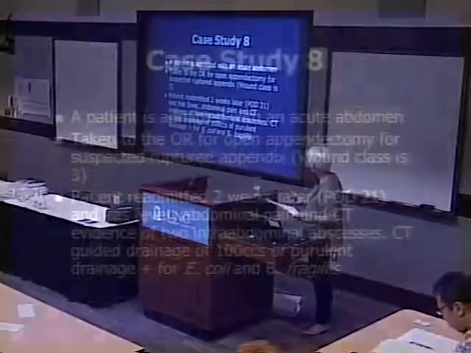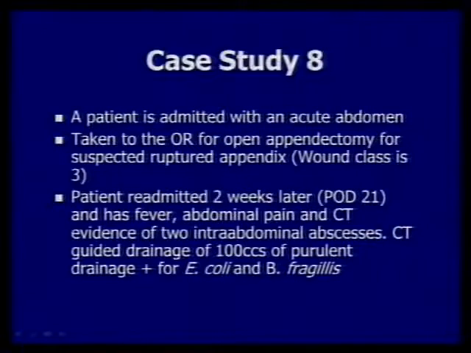So case study number 8, we've got a patient admitted with an acute abdomen. They're taken to the OR for open appendectomy, and the wound class is 3. They're readmitted 2 weeks later, post-op day 21, have fever, abdominal pain, CT evidence of 2 intra-abdominal abscesses. They drain it and get 100 cc's of purulent drainage that's positive for E. coli and Bacteroides.